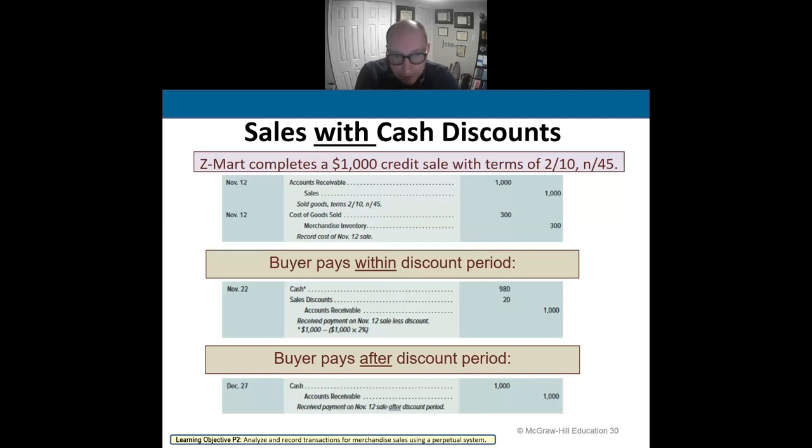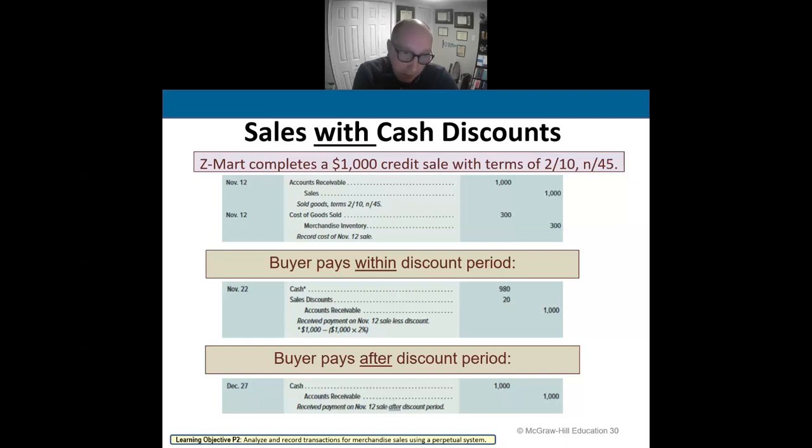Customer says, great, sounds great, I'll definitely take advantage of that. So, of course, I recognize the sale: debit accounts receivable, credit sales. And, of course, I need to recognize what I sold: debit cost of goods sold, credit inventory. Then my customer comes and pays me within the 10 days.